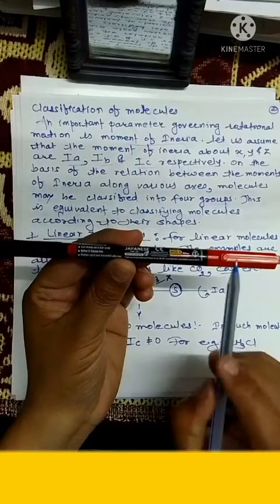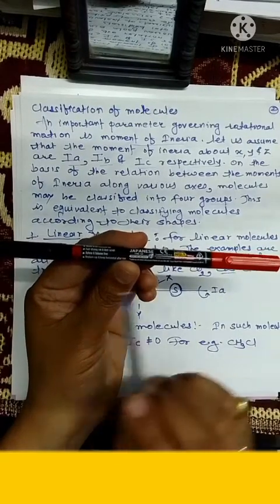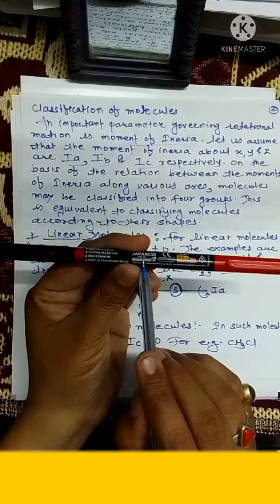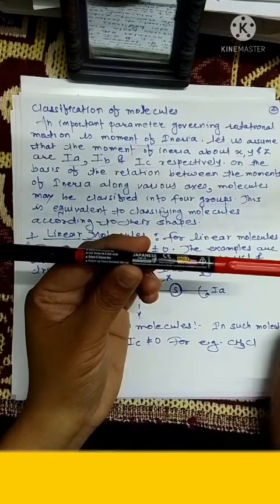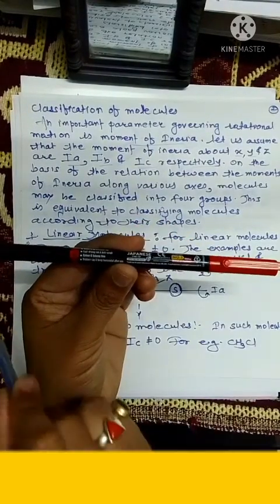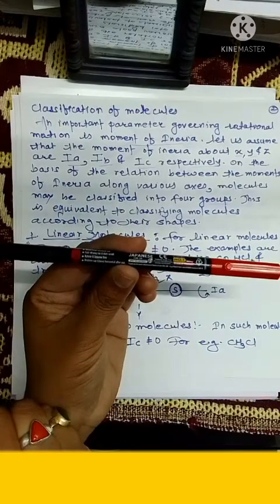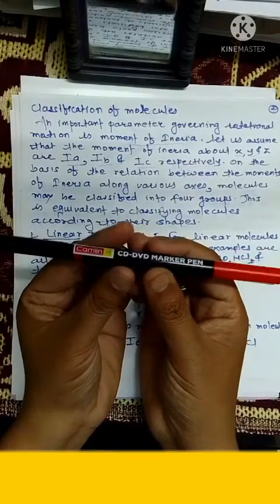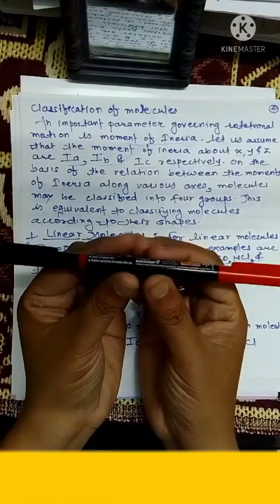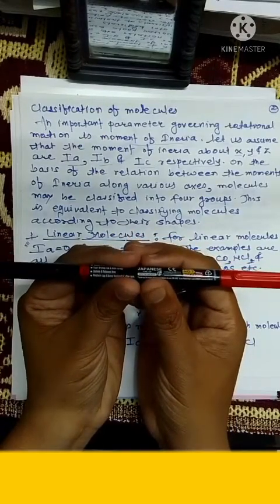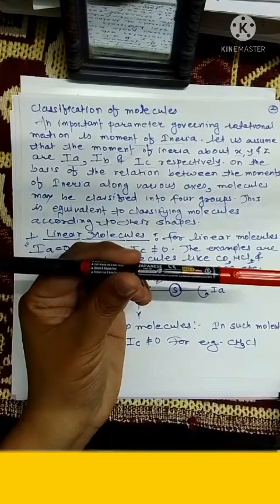If this is the sulfur atom, this is the oxygen atom, and the carbon atom is present at the center, what happens if I rotate this molecule along its x-axis? Let the x-axis pass from here to here. So what is going to happen? There is no change. That's why the moment of inertia along the x-axis is 0.